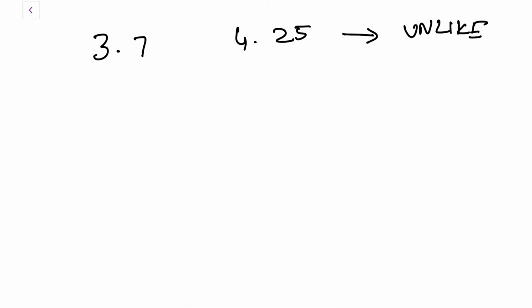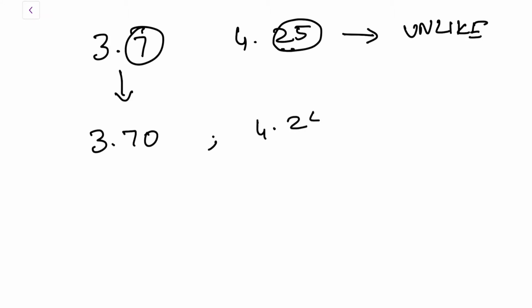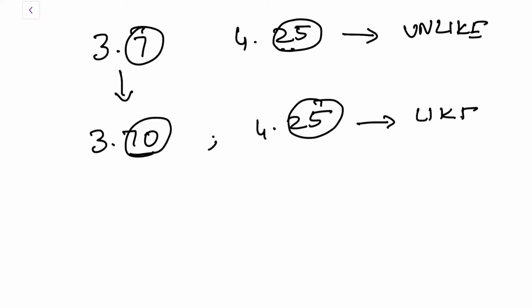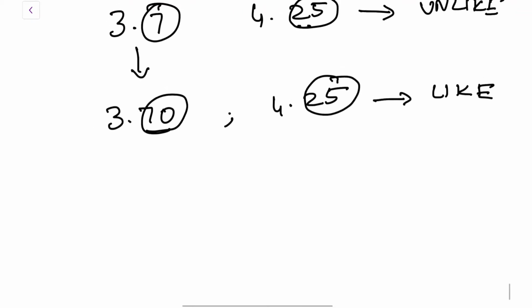We just need to look at the highest decimal place value. This has 2, this has 1. So just add a 0 after the last decimal place. So this becomes 3.70 and you keep this as it is, 4.25. As you can see, both these have 2 decimal places and therefore they are like decimals. This is how you can change an unlike decimal into a like decimal.